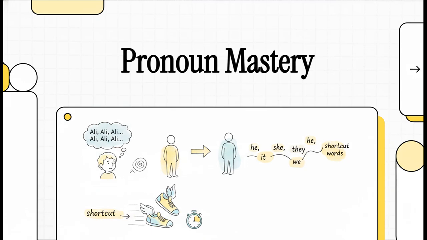Okay, think about how absolutely exhausting it would be if you had to repeat your best friend's name 10 times in a single story. Imagine actually saying this out loud. Allie went to the school canteen because Allie wanted a snack, so Allie bought a hot samosa and then Allie ate the whole thing. It sounds ridiculous, right? Well, that is exactly why we have pronouns. They are literally the ultimate shortcut words of the English language.